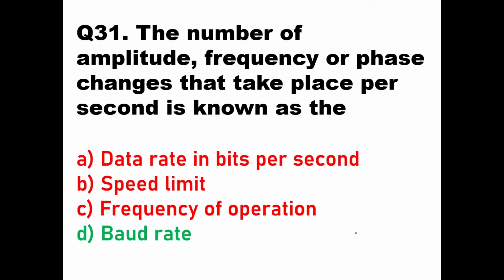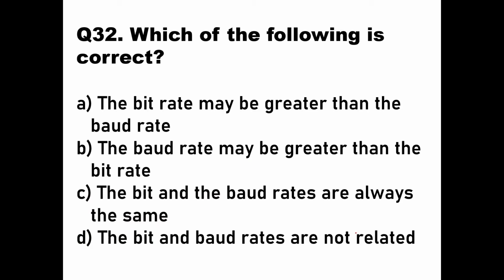Baud rate is nothing but symbols per second, and here symbols can be a number of amplitude or frequency or phase changes that takes place per second. Symbols per second is called as baud rate, and bits per second is called as bit rate. So here it is symbols per second, so it is baud rate. So option D will be the correct answer. Then we'll go to the next question, question number 32.